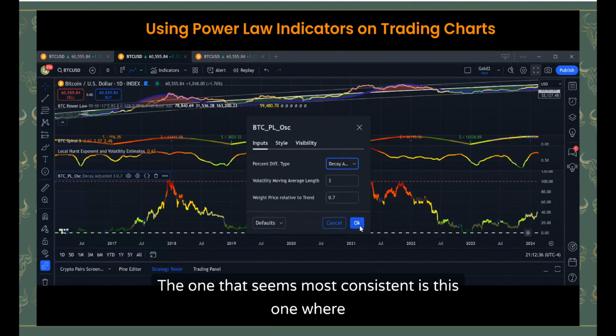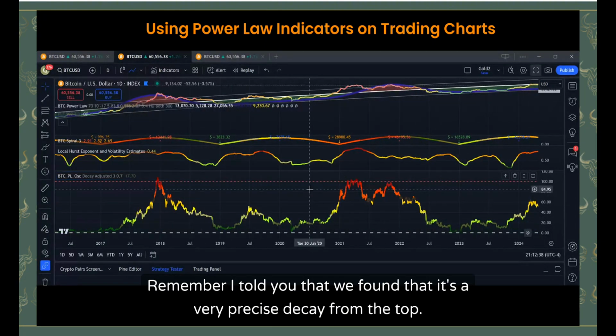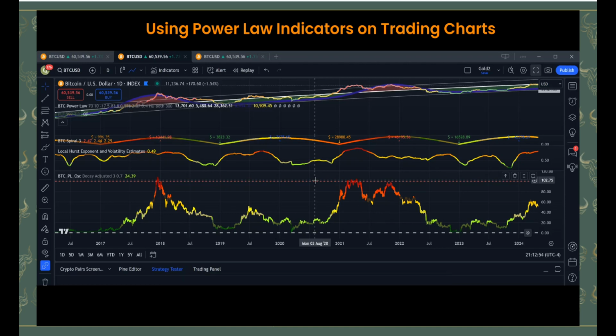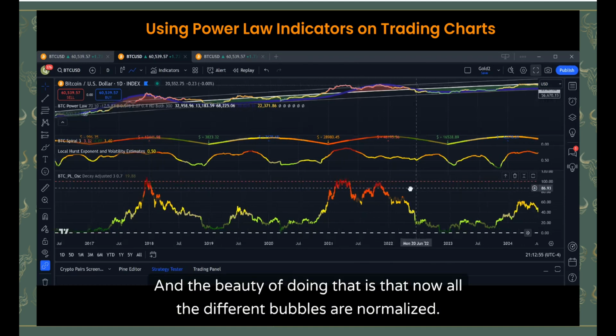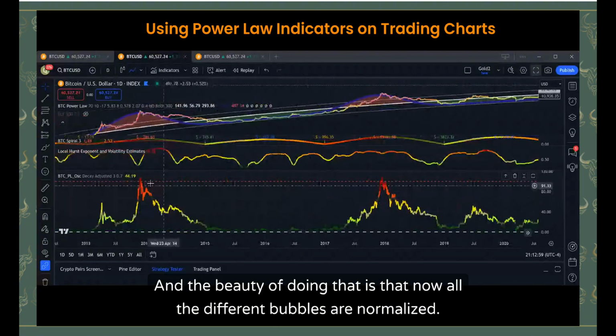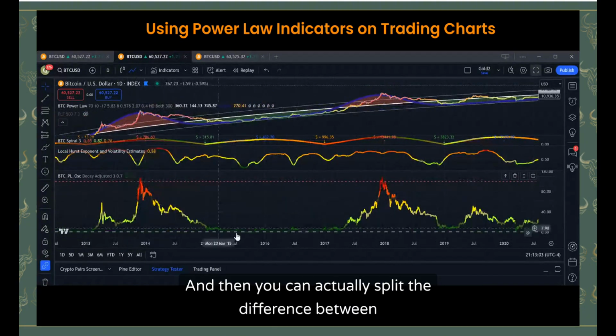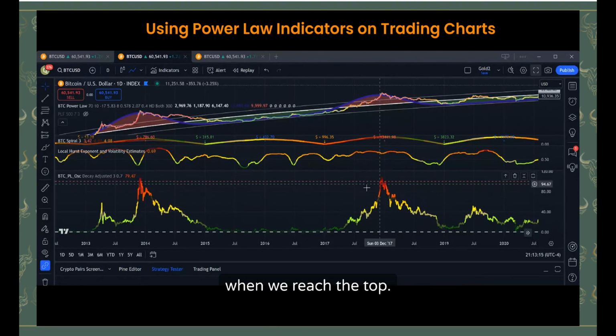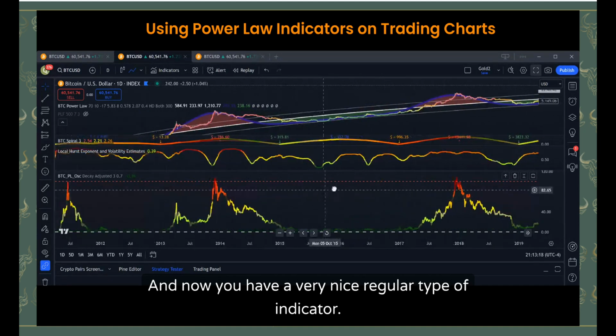The one that seems most consistent is this one, where, remember I told you that we found there is a very precise decay from the tops. So you can correct for that. You can say, hey, I calculate the deviations, then I correct for this decay. And the beauty of doing that is that now all the different bubbles are normalized, you see? And then you can split the difference between the bottom and the top and call it 0 when we reach the bottom and 100 when we reach the top. And now you have a very nice regular type of indicator.